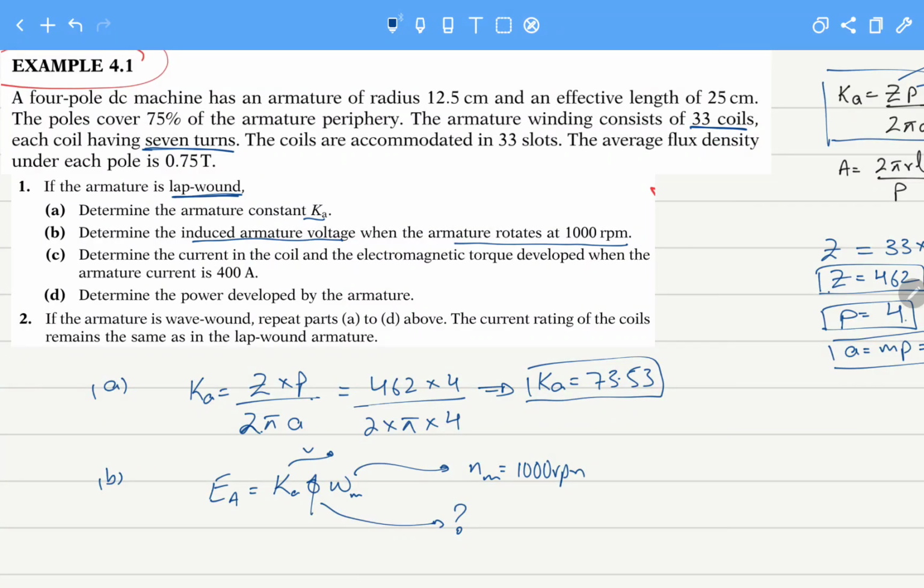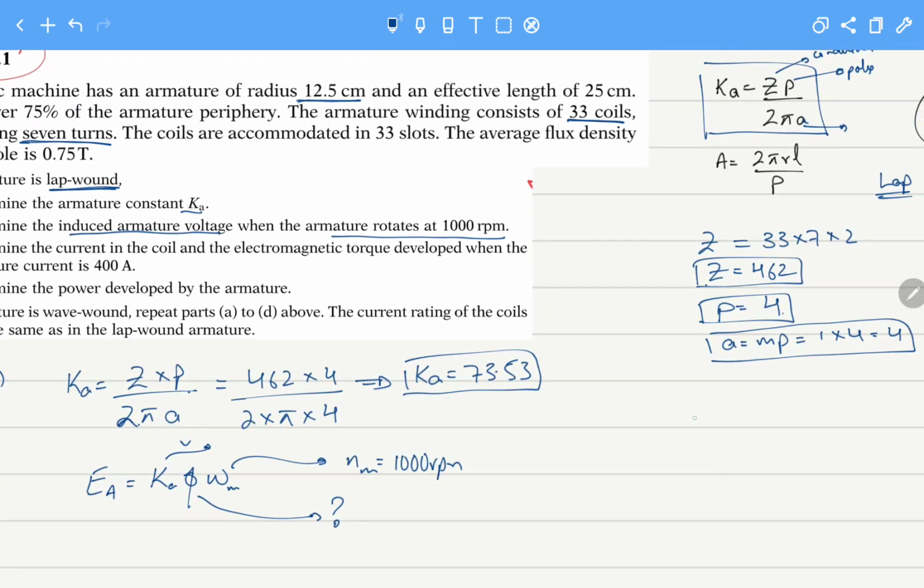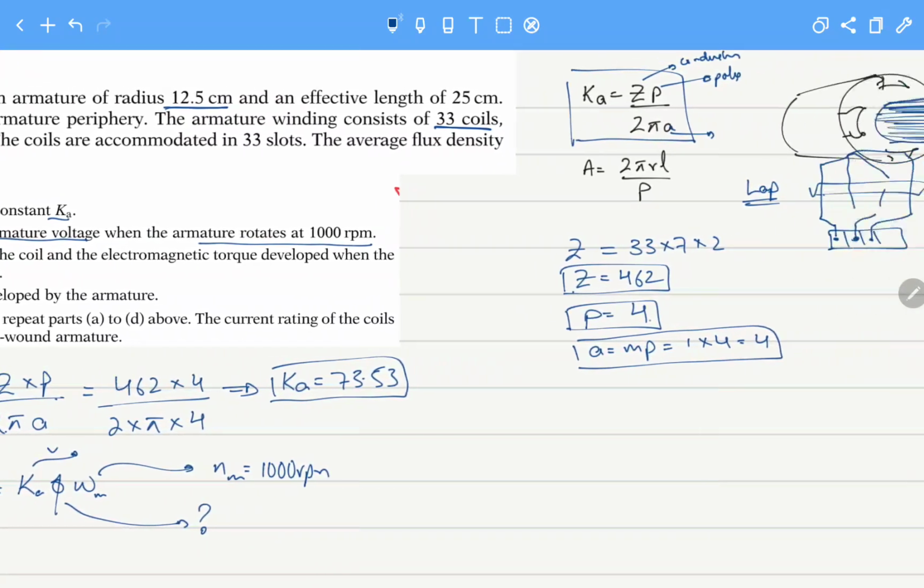Now, let's focus on this, and this is another tricky part that you need to understand. Not that tricky, but it requires mechanical dimensions. So this is the radius of our armature.